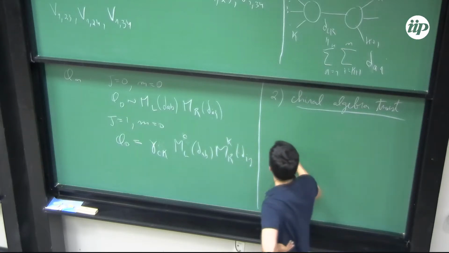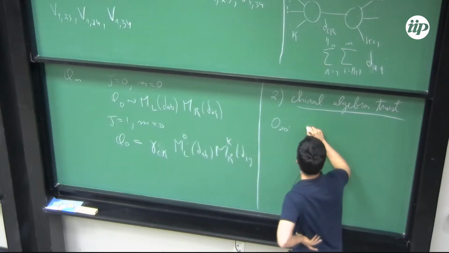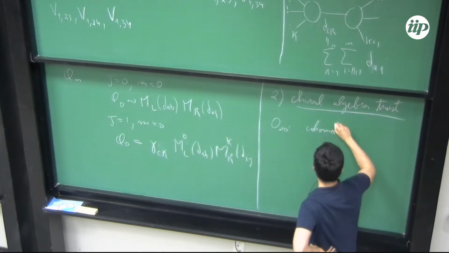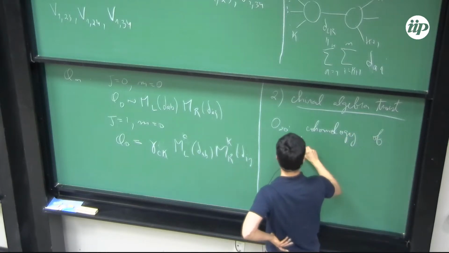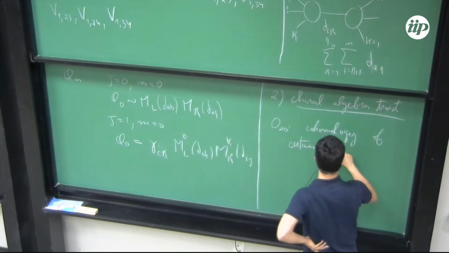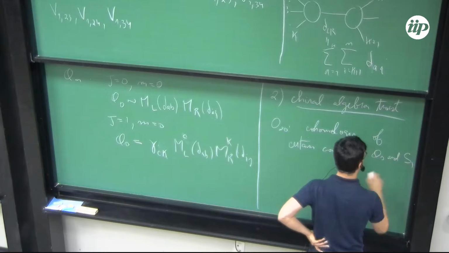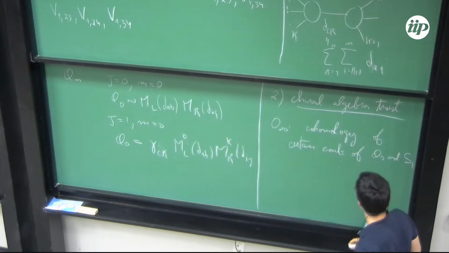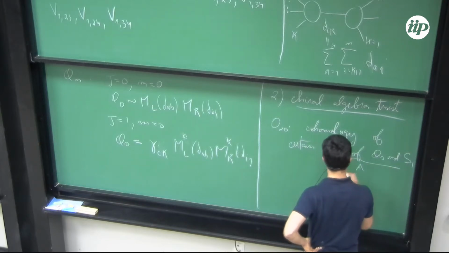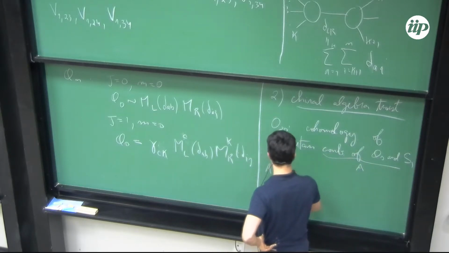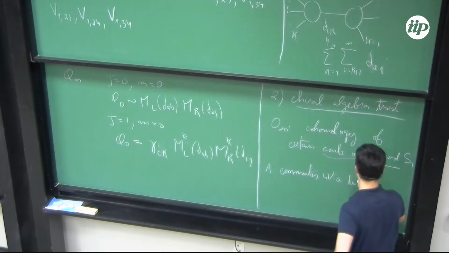So this means that this O20 prime is in the cohomology of a certain combination of Q's and S's, the supercharges in N=4. And this combination, let me call it A, commutes with a twisted translation.